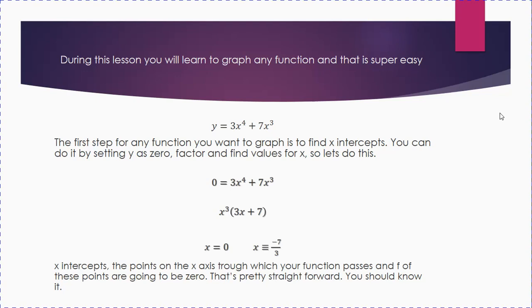So let's do this. We go ahead and say, okay, y equals 0. So it means that 3x to the power of 4 plus 7x to the power of 3 equals 0. So I'll go ahead and factor it out, and I have x as 0 and negative 7 over 3. So what are these? X-intercepts. The points on the x-axis through which your function passes, and f of these points are going to be 0. This is pretty straightforward idea. You should know it.